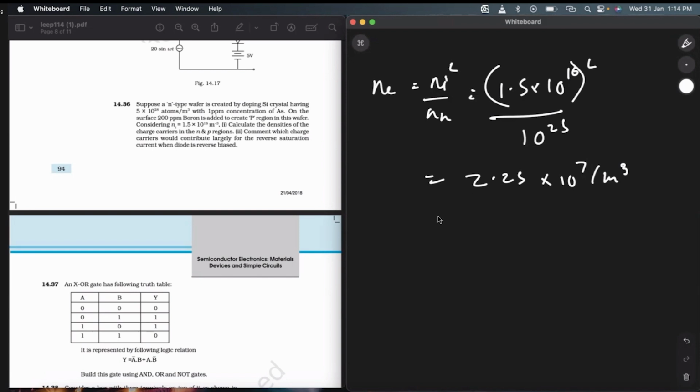Okay, minority carrier in N region, the minority carriers will be what? Holes, the NH is equal to 0.45 into 10 raised to the power of 10 per meter cube. It would contribute more to the reverse saturation current than minority carriers, which will be the electron of P region. Okay, it was simply a formula based question over here.